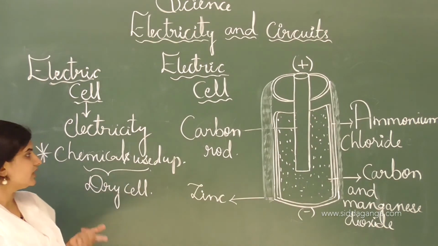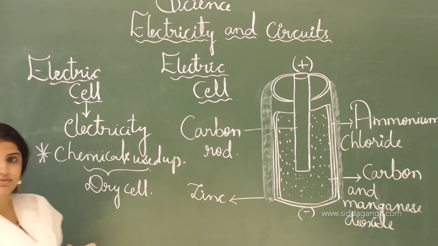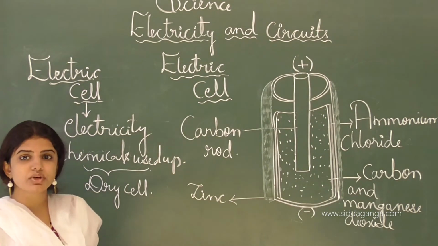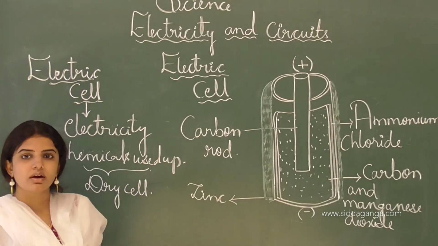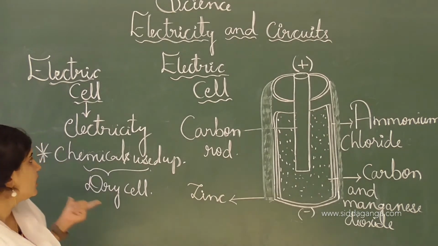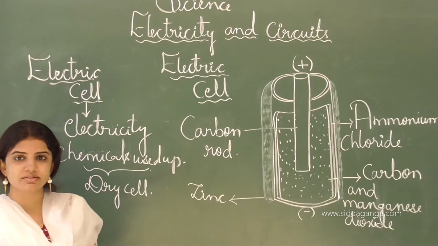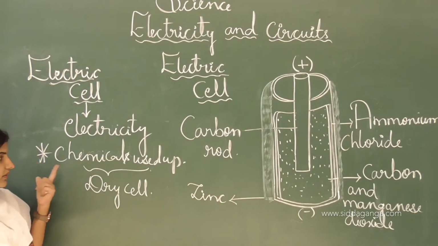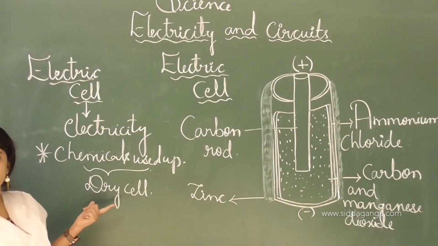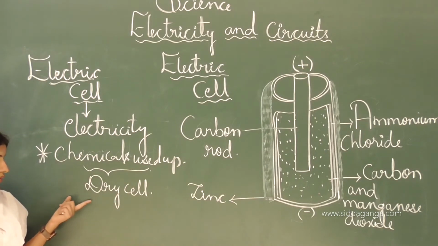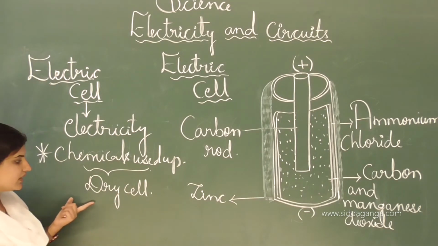One more definition is there. An electric cell is nothing but a device which produces a small amount of electricity through a chemical reaction only. See, this electric cell produces electricity, and till the chemicals are used up, that much only it will be used, and that's why it is called a dry cell.